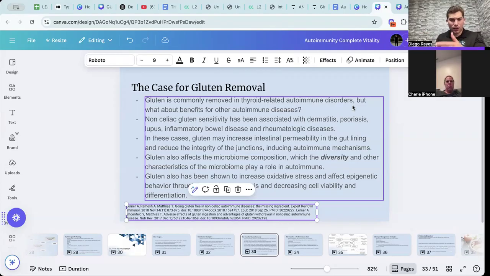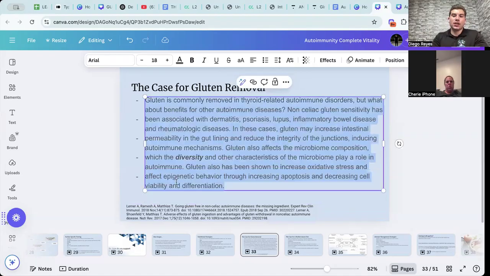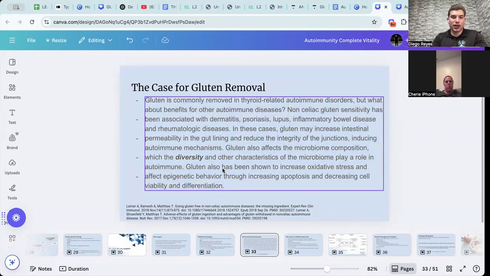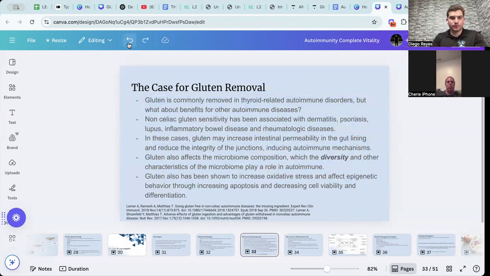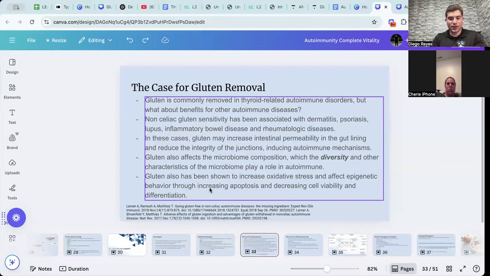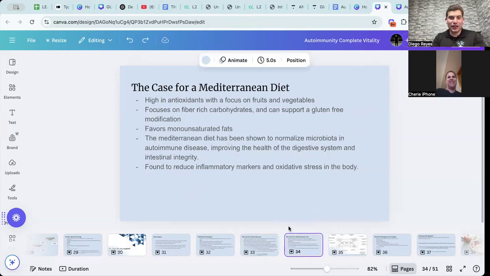That's why gluten, and I talk about that on the thyroid slides, has also been shown to cause oxidative stress. So that's important as well to understand, and affect epigenetic behavior through increasing apoptosis, that is cell death, and decreasing cell viability. All right, so obviously one of the best ways to eat is high in antioxidants, with a focus on fruits and vegetables to reduce reactive oxygen species.